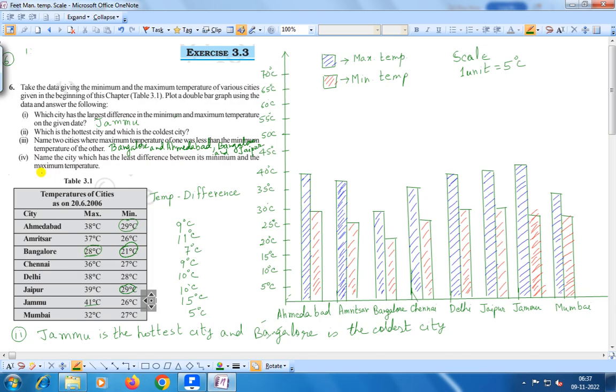Right. Now question number 4. Name the city which has the least difference between its minimum and maximum temperature. Here you see, from the table, the temperature difference of Mumbai, or from the graph also you can find the temperature difference is only 5 degrees centigrade. Therefore the city is Mumbai.